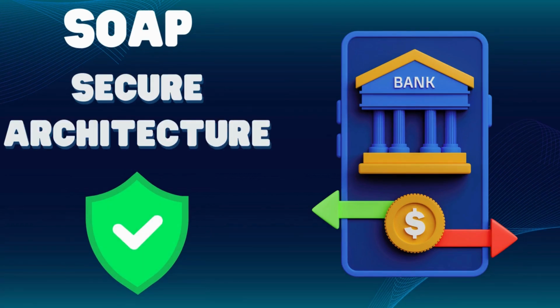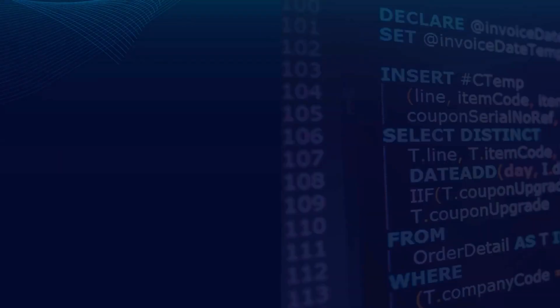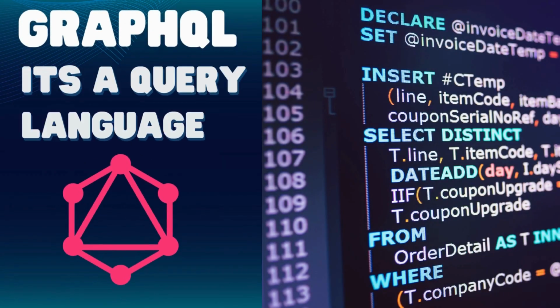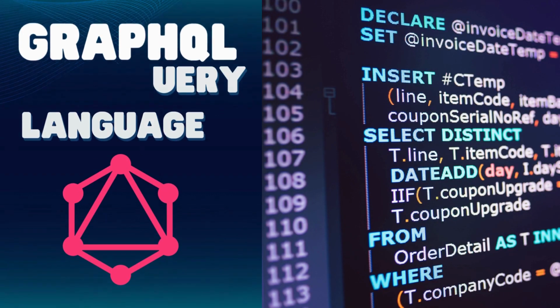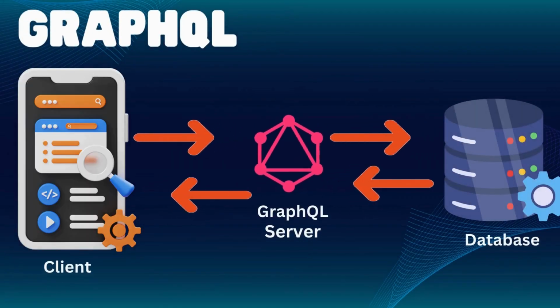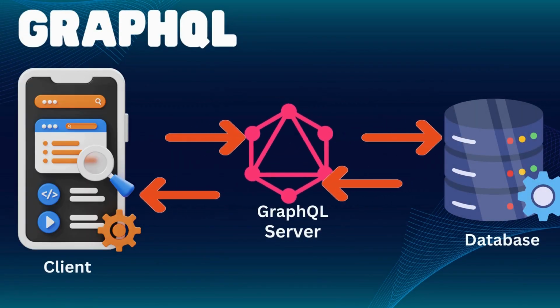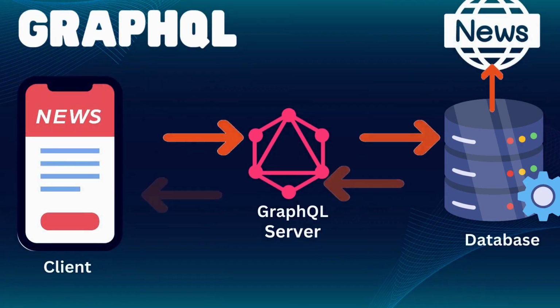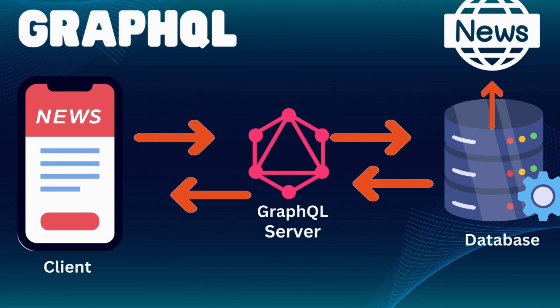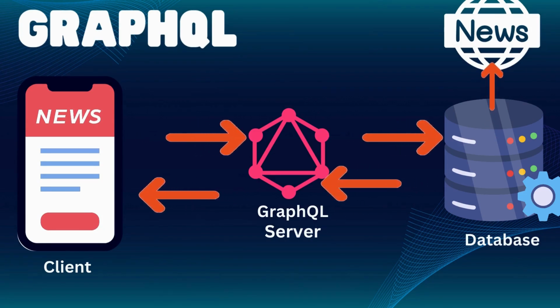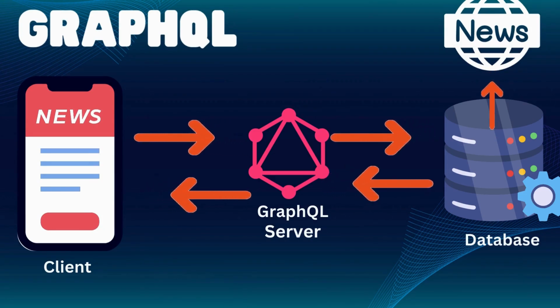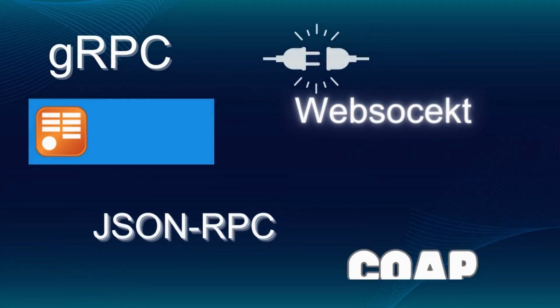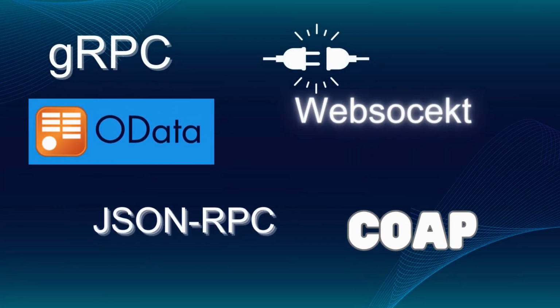Now we have the third category of API, which is GraphQL. It's not an architecture, rather it's a query language. The client sends a single request to a specific GraphQL endpoint specifying the data they need. The response contains exactly the data requested by the client. The best example of this can be a news app, because you don't need all the news, you only need specific data. There are more types of architecture which you can use depending upon your needs, like gRPC, WebSocket, JSON-RPC, XML-RPC, CoAP, OData, but we are not going to discuss them in this lecture.